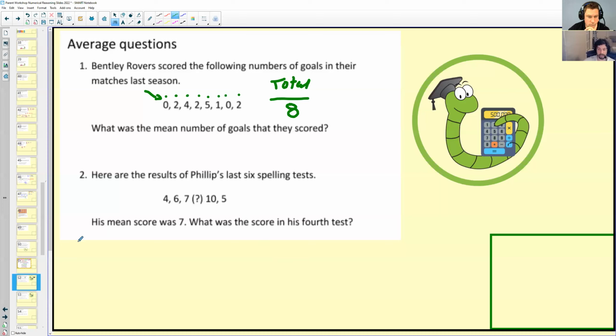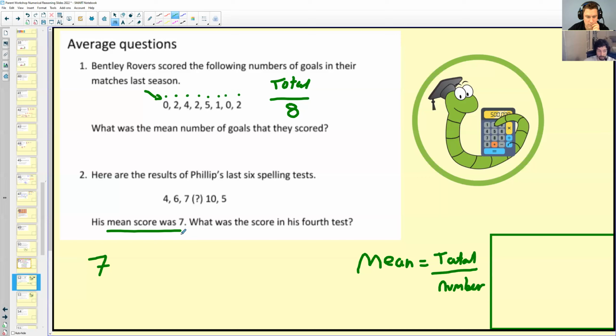Reverse engineering the mean can cause people no end of difficulty until you realize one fundamental truth. If his mean score was 7, then we can work out the total. Quickly writing out the formula: the mean is the total divided by the number of values.